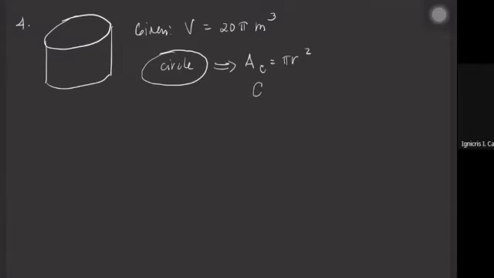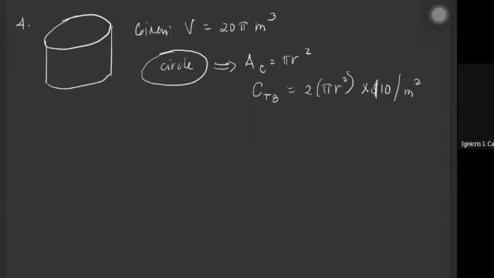So the cost for the top and bottom would be 2 times pi times r squared times the cost, which is $10 per square meter. So that's the cost for the top and bottom of the tank.